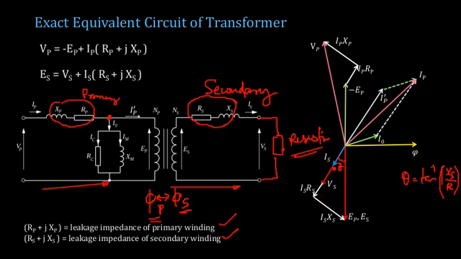Now the drop IS RS will be in phase with IS because RS will not produce any appreciable phase shift. There is no phase shift due to RS. So IS RS will be in phase with IS, and XS will be producing a component which is shifted by 90 degrees. So IS XS will be in this direction. So ultimately this particular equation is satisfied here: ES equal to VS plus IS RS plus j IS XS. Once again, ES is equal to VS plus IS RS plus j IS XS. So this triangle is solved.